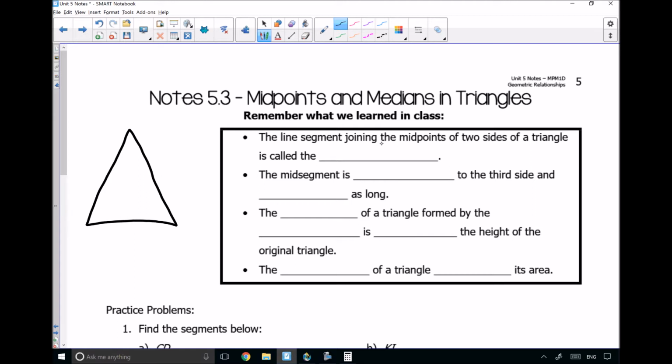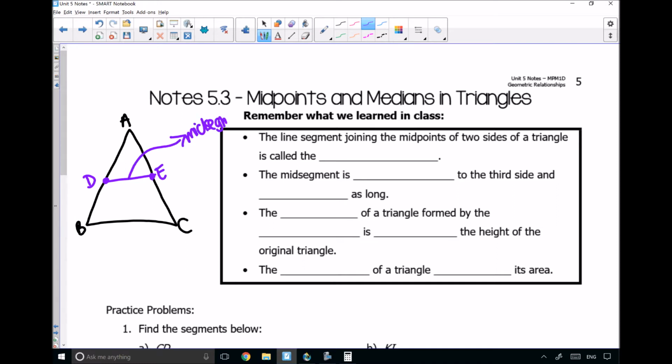So the line segment joining the midpoints of two sides of a triangle. I'm going to call this triangle ABC, and we're going to have a line segment that joins the two midpoints. We're going to take the midpoint of one side and the midpoint of another side, and connect them together. We'll call this DE. This line right here is called the mid segment.